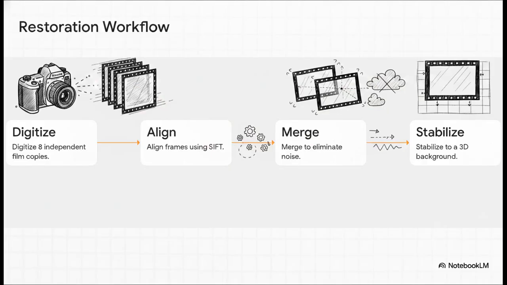To fix this objectively, and by objectively I mean without a human just manually painting over the image in Photoshop, scientists used a very strict computational workflow. They meticulously digitized 8 independent, high-quality prints using a 12-megapixel DSLR camera. Then they computationally aligned the frames, merged them together to eliminate that noise, and finally mathematically stabilized the whole thing.